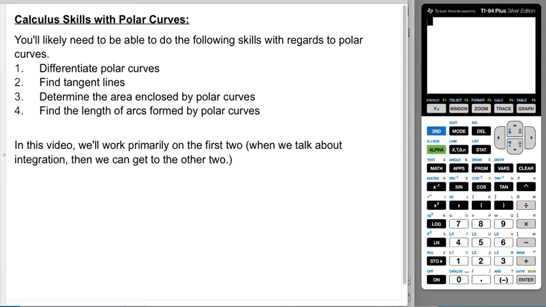Let's keep moving. All right, so in calculus with polar curves, we're going to need to do the following skills. We're going to need to be able to differentiate polar curves, find tangent lines, determine the area enclosed by polar curves, and find the arc length formed by polar curves. So in this video, this will be 9.7, this will be 9.8, and a little bit of 9.9. Yeah, so that's the plan.